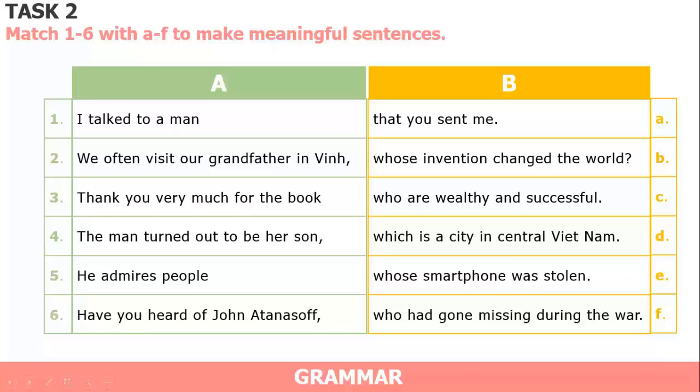In column A, you have to underline a man in number 1. Number 2, underline Vinh. Number 3, the book. And number 4, we will underline person. The next one is people. How about number 6? Underline John Atanasov.